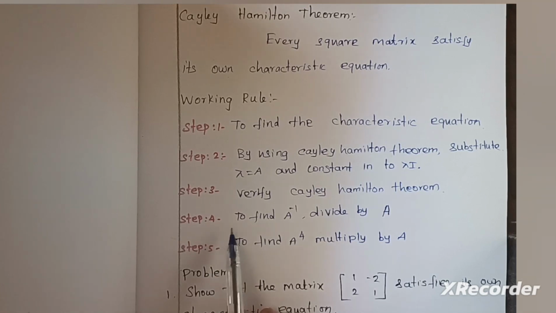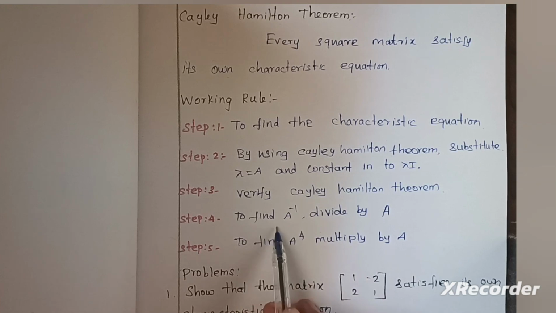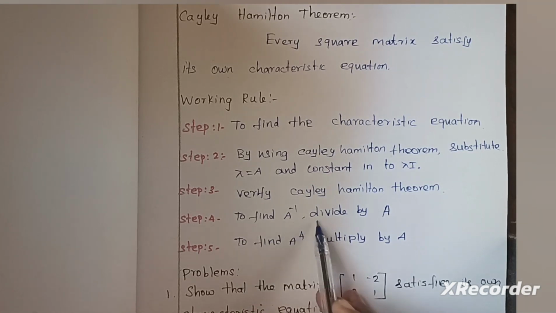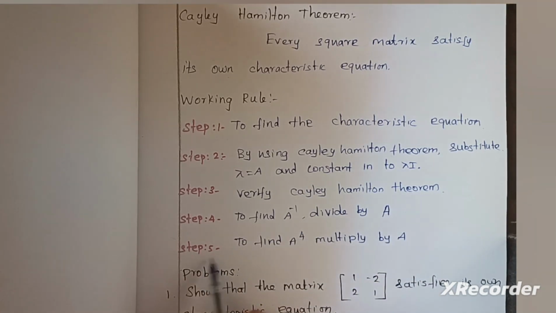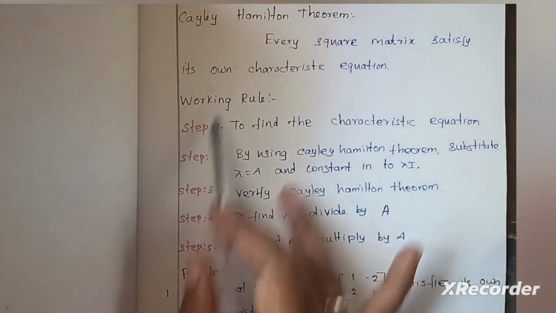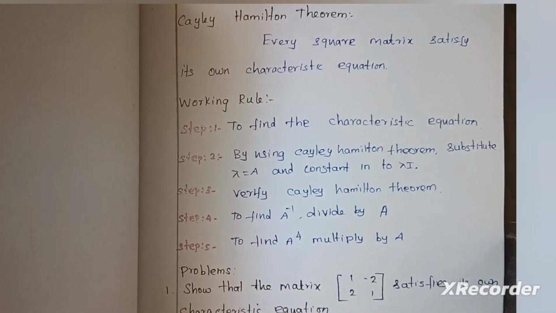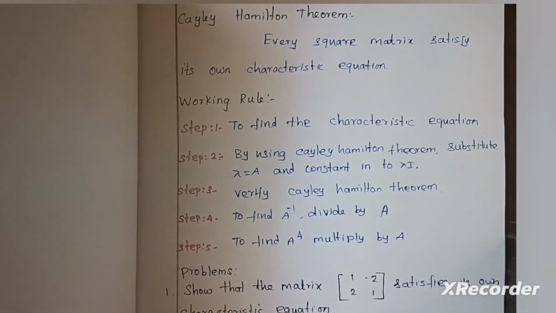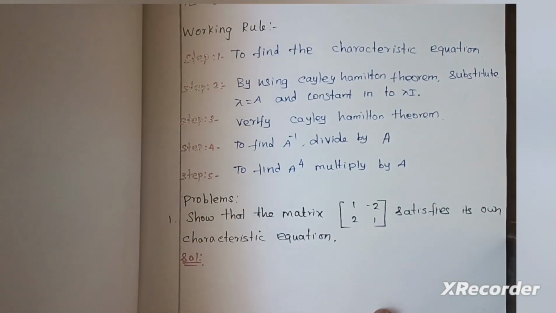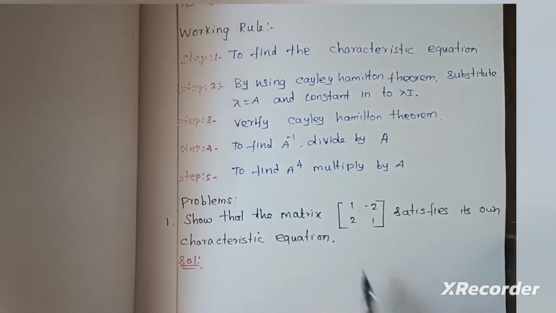Next, to find A inverse, we have to divide by A. Next, step 5, to find A power 4, we have to multiply by A. These are the working rules of the Cayley-Hamilton theorem. Now let us see problems of the Cayley-Hamilton theorem and characteristic equation.